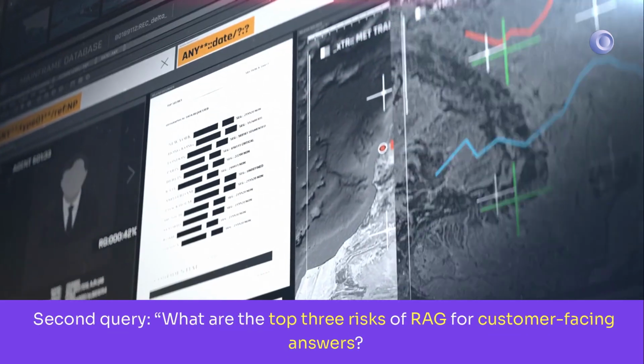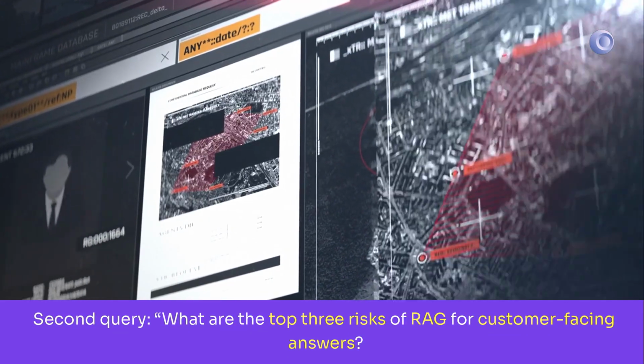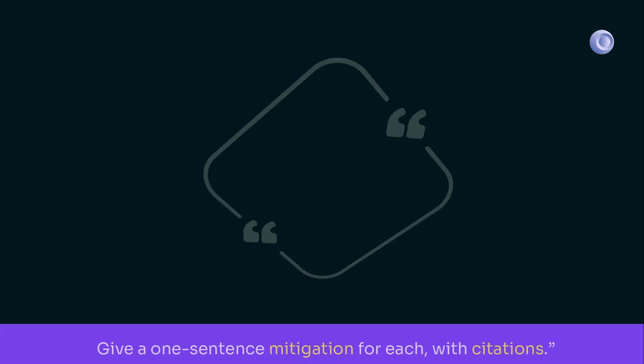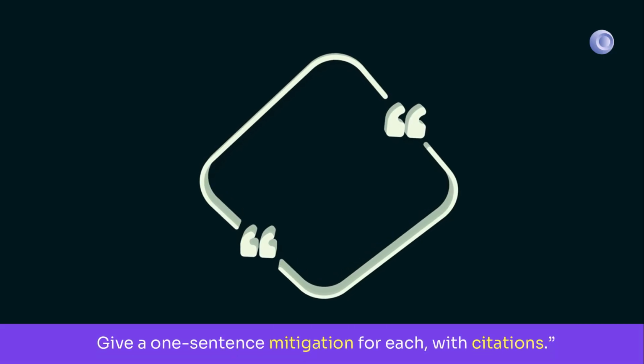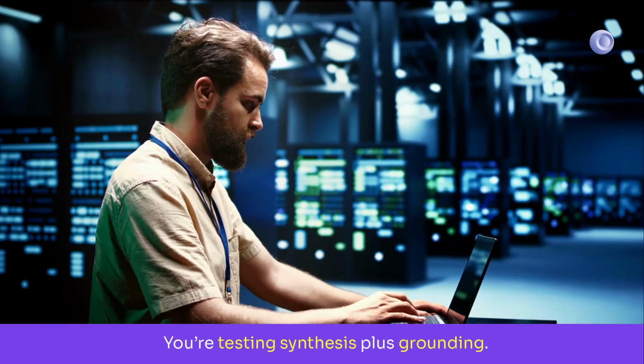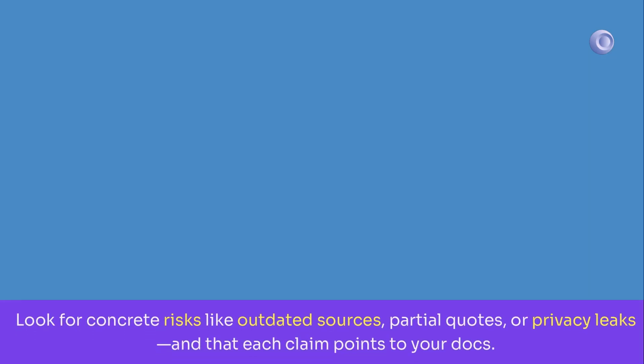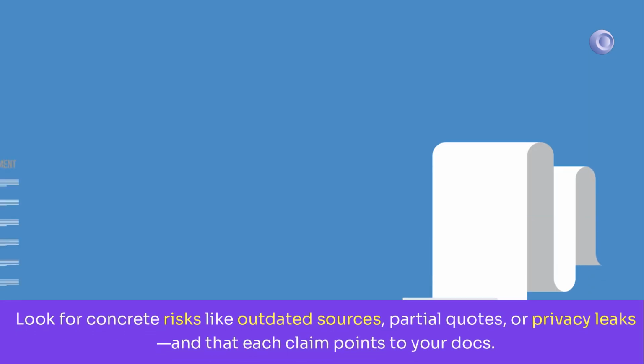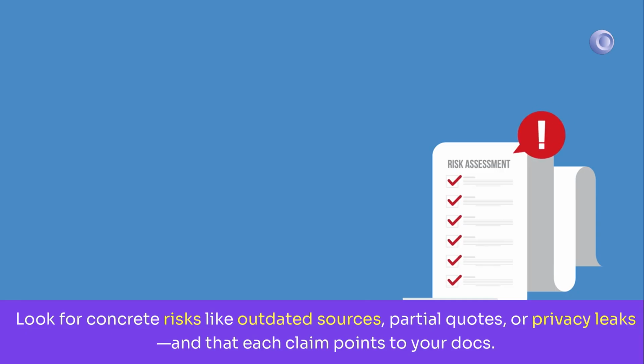Second query, what are the top 3 risks of RAG for customer-facing answers? Give a 1-sentence mitigation for each with citations. You're testing synthesis plus grounding. Look for concrete risks like outdated sources, partial quotes, or privacy leaks, and that each claim points to your docs.